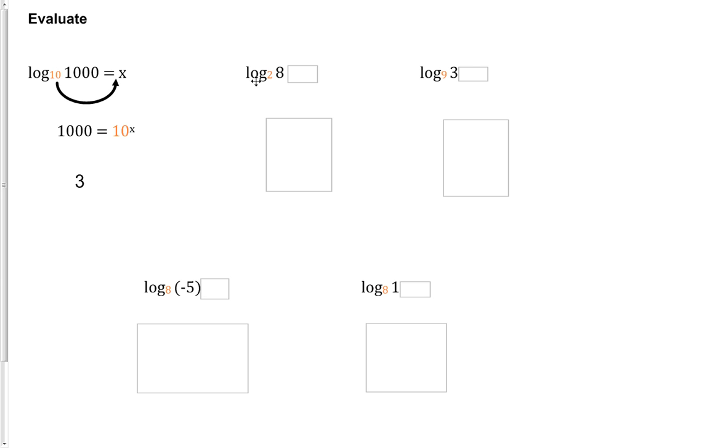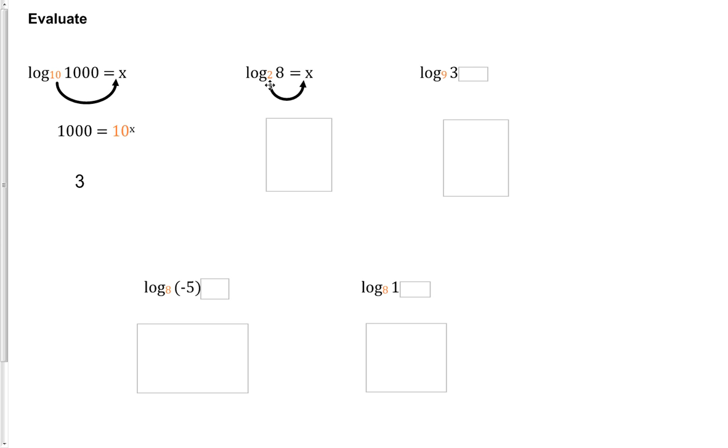Next one has log base 2 of 8. I'm going to set it equal to x so we have something to work with. I'm going to take that base of 2, move it to the other side, and we're going to be left with 8 equal to 2 to the x power. Well, 2 to what power is 8? It's going to be, again, x equals 3. So our answer is 3.